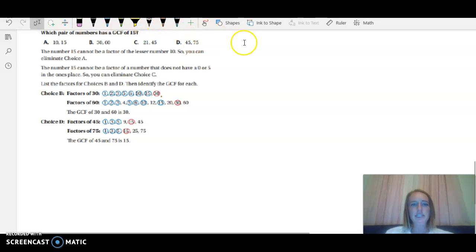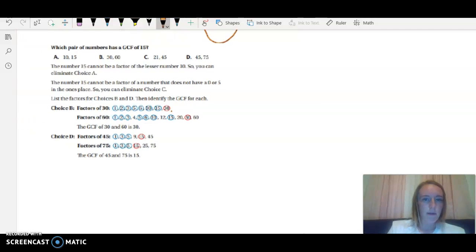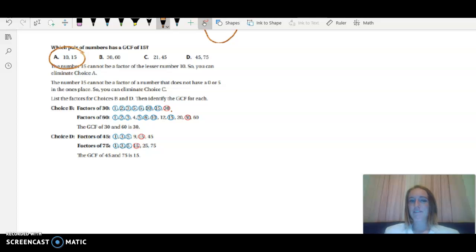Usually whenever we have math tests or NWEA or anything like that, and we have multiple choice, we can take away a few options that really aren't reasonable. If we think about it, we think, that wouldn't make sense. For example, if we look at A, 10 and 15, can a factor of 10 be 15? No, 15 is bigger than 10. My factors of 10 are 1 and 10 and 2 and 5. So that's not even an option because 15 is larger than 10. So I can go ahead and cross that one out.